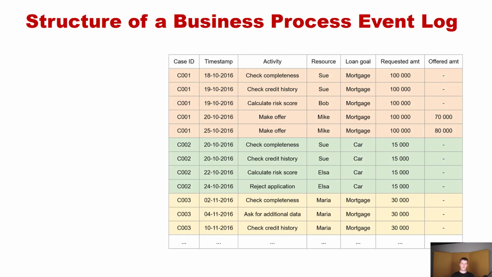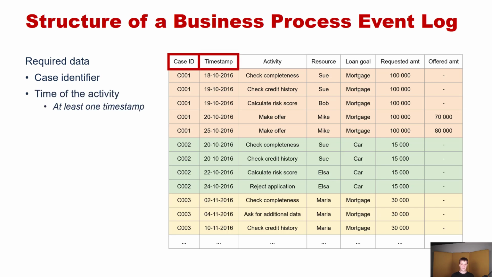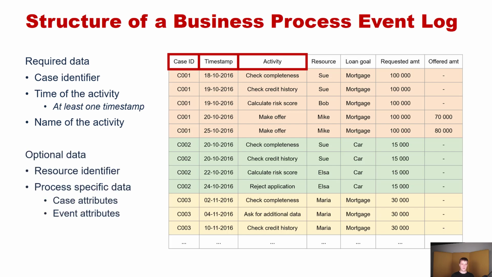So we have to look at what is the structure of a business process event log. We have already seen it in the first lecture, but just as a recap, we have case identifier, which is required. We have at least one timestamp. We have the name of the activity. Those three data points in combination tell us that, for example, in case 001, at this timestamp, this activity was performed.